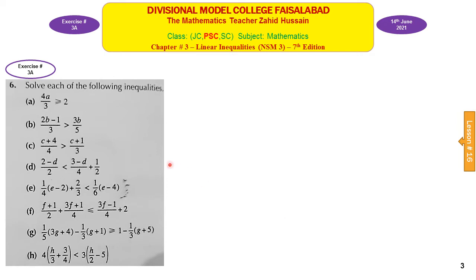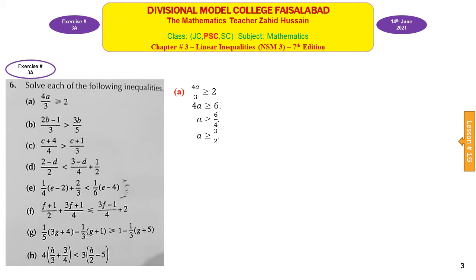In question number 6, you are asked to solve each inequality, and we are not asked to represent it on a number line. So we will solve its first part, 4a over 3 greater than or equal to 3. This inequality has a fraction 4a over 3. So we will multiply both sides of this inequality by 3 and we will get 4a greater than or equal to 6. Divide both sides by 4. We get a is greater than or equal to 6 over 4.